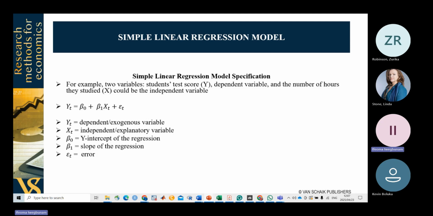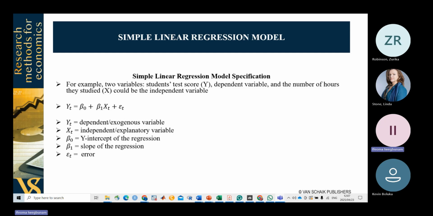Then the simple linear regression model can be specified, like I said before, when we are using just two variables, especially in this case, where we have student test score as the dependent variable. It is always assumed that the number of hours students put into their studies will probably help them to score higher in their exams or in their tests. And so if we want to measure really whether that is true here, then the students' test score will be the dependent variable, and then the number of hours they studied can be the independent variable.